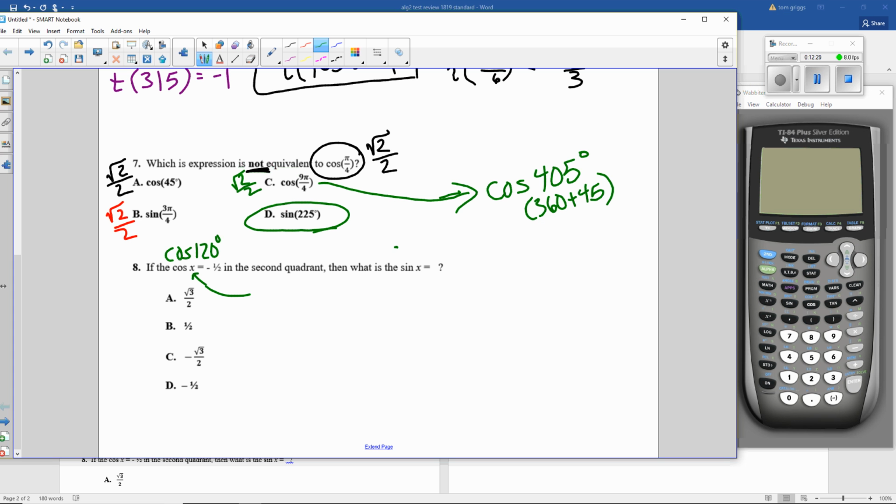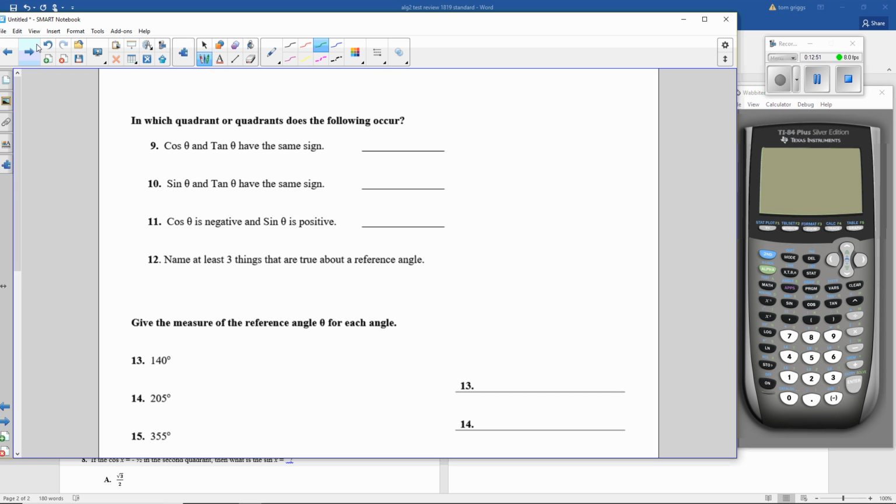So that means what is the sine of x is actually asking, it's asking what is the sine at that same angle, 120 degrees. And of course that answer is the y coordinate at 120 degrees, which is positive radical 3 over 2. So unit circle used for this entire page.